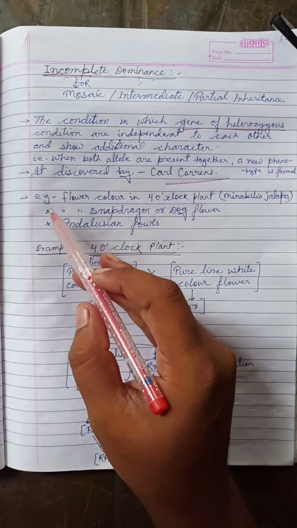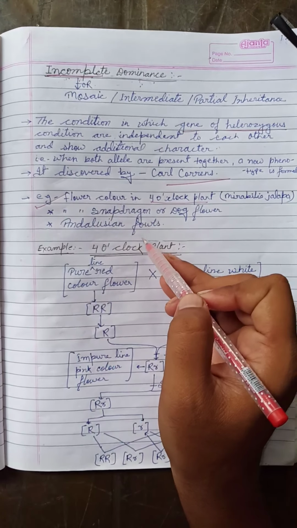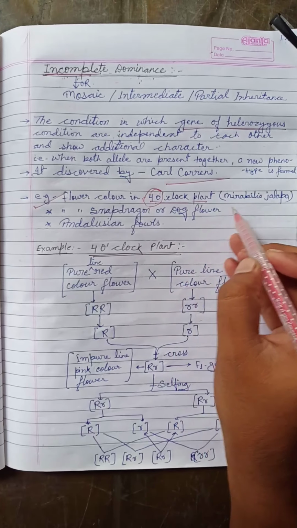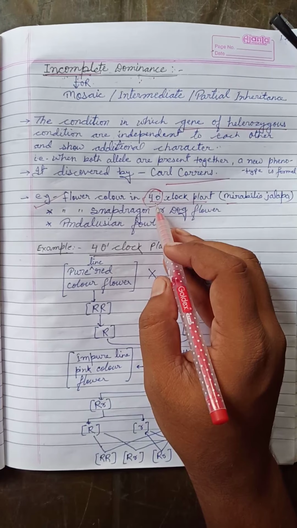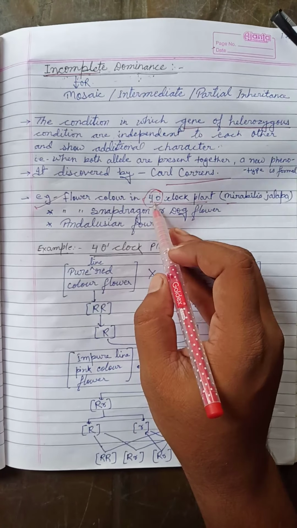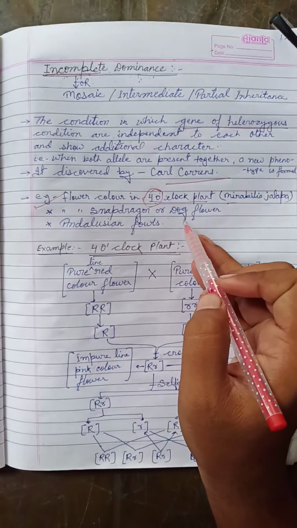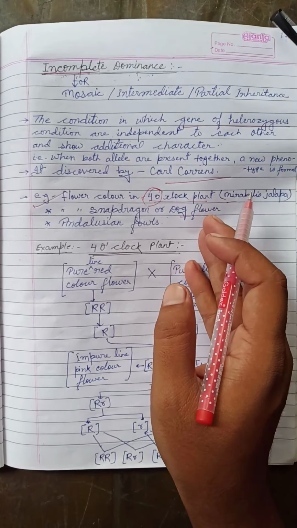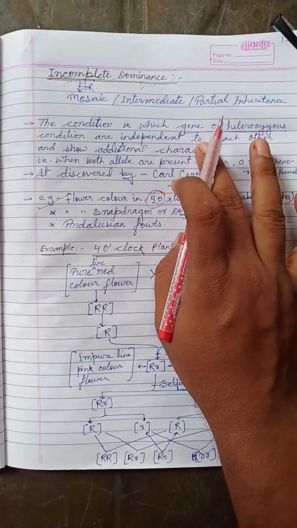The most important examples are the four o'clock plant, that is the flower color of the four o'clock plant, Mirabilis jalapa. It is called four o'clock because it is a flower which opens at four o'clock. Another example is the snapdragon flower, also called dog flower, because its mouth looks like a dog's face. These are some examples of incomplete dominance.